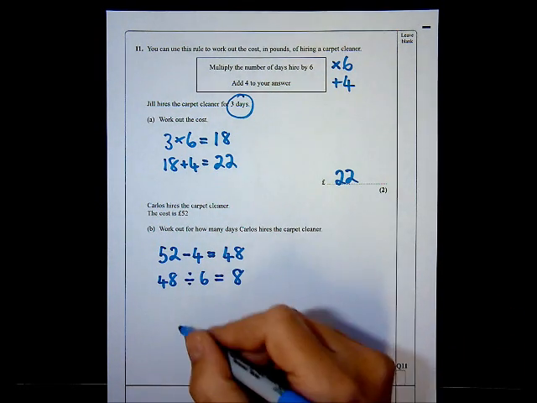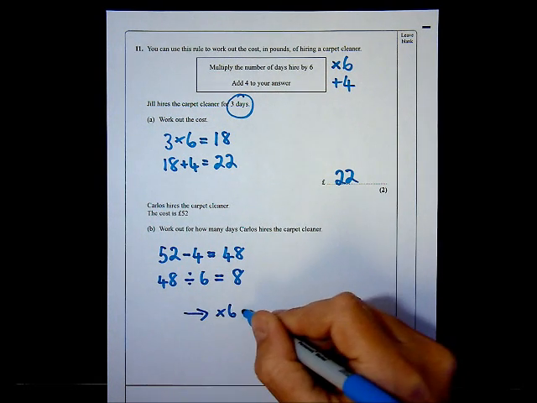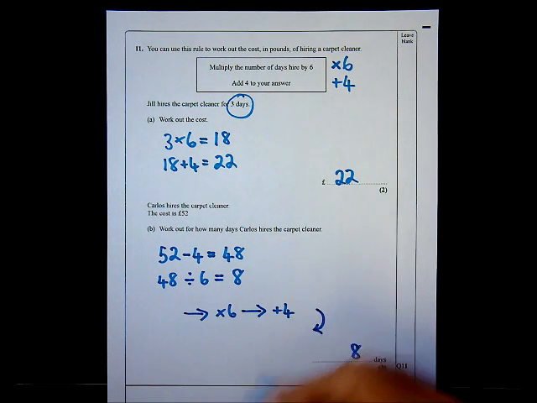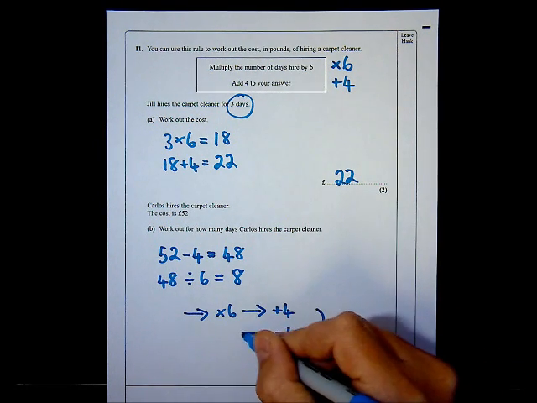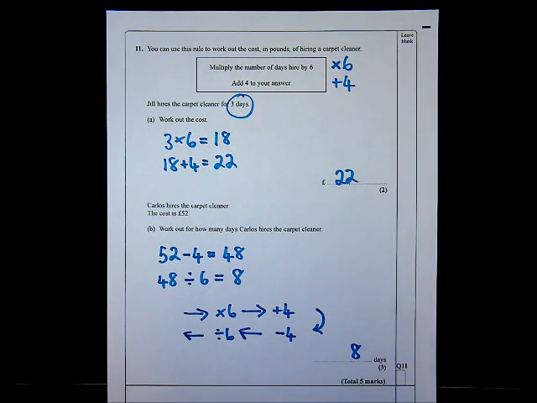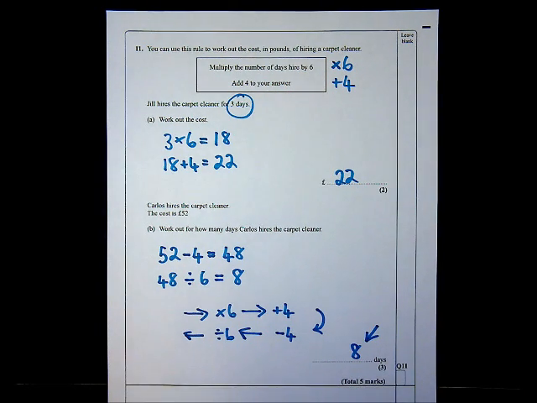A number of people I've seen like to attempt this by using a function machine, so times 6 and then add 4 to get me the original answer, so when I'm working my way back I can take away 4 and divide by 6. However you get to your answer is fine, we're looking for 8 days.